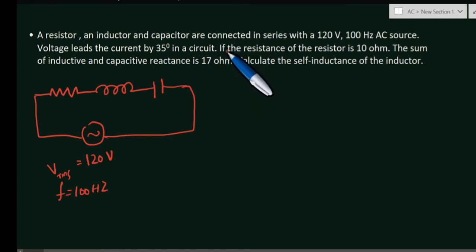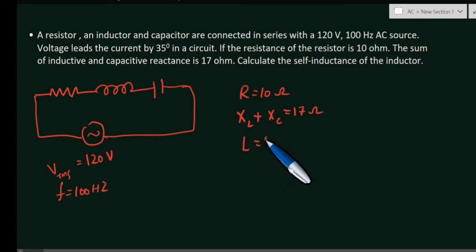And they have given if the resistance of the resistor is 10 ohm, the value of R is given 10 ohm, and the sum of the inductive and capacitive reactance, that is equal to 17 ohm. Calculate the self-inductance. Self-inductance of the inductor, that is L. We need to calculate value of L.